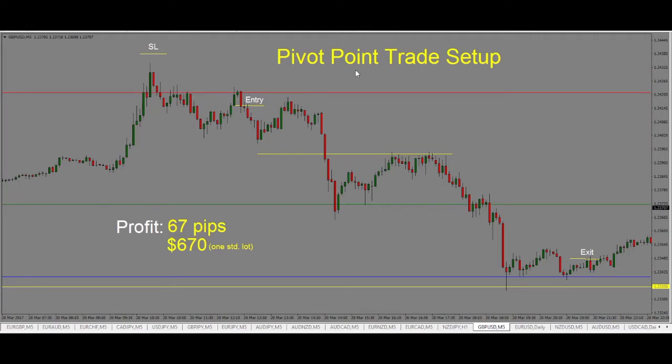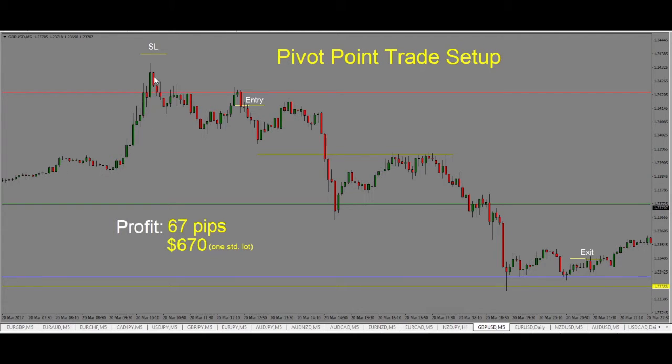We're looking at a pivot point trade setup. This is a pound US dollar 5-minute chart. In a typical pivot point trade setup, we tend to see price move from one pivot point level to another. So in this case, we have price going into R1 and from there dropping to pivot, the daily pivot, and then finally into S1. And this is a typical move that we see with pivot points. So let's dig into this trade.